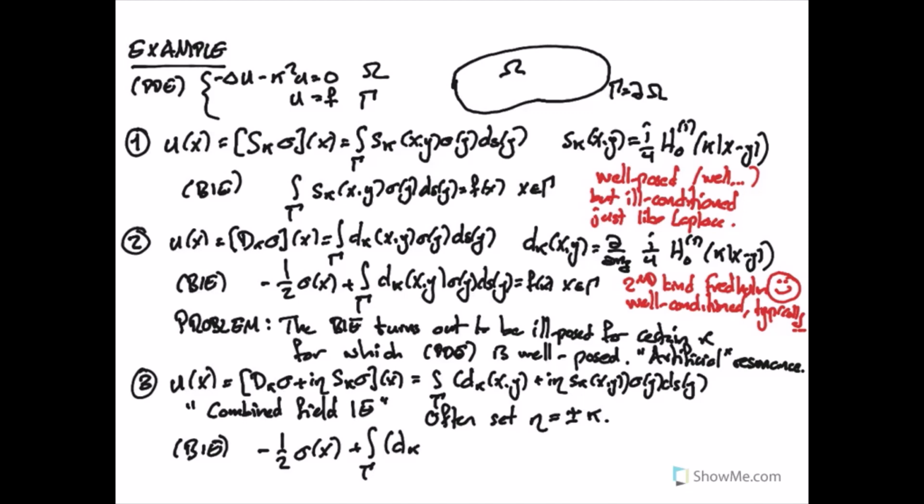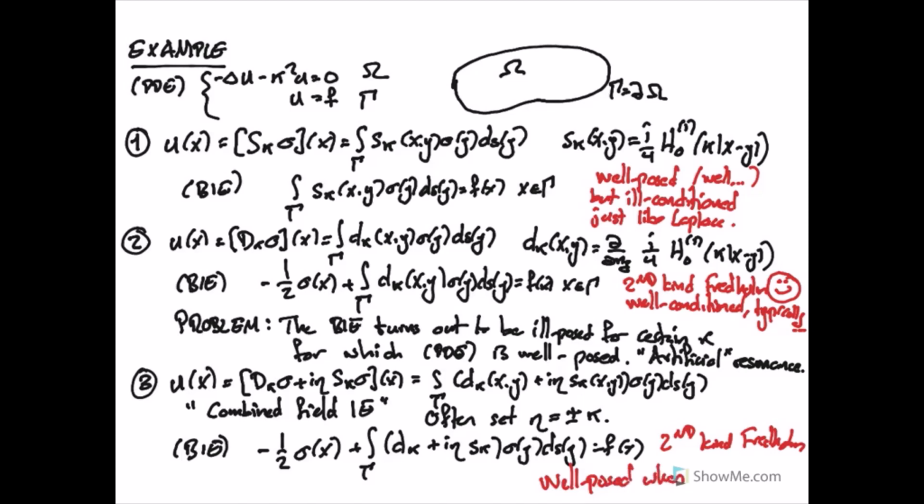Maybe I'll write this a little abbreviated. And this is the second-kind Fredholm equation. And it is well posed whenever the PDE is well posed. So this is the formulation one typically uses for the Dirichlet problem for the Helmholtz equation.